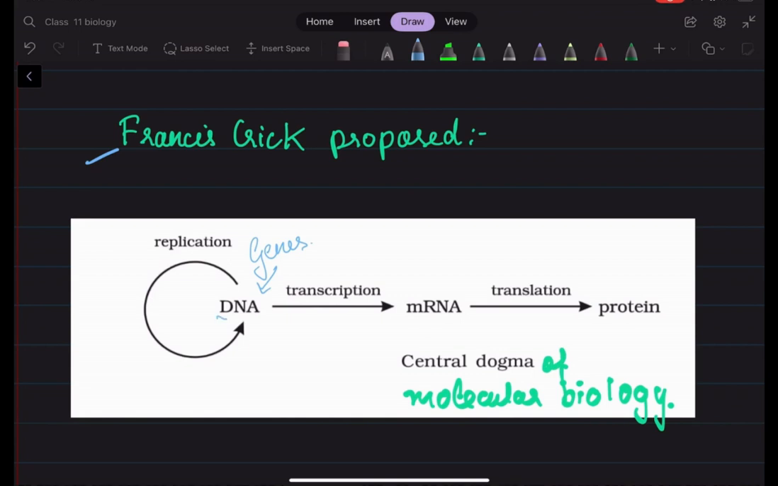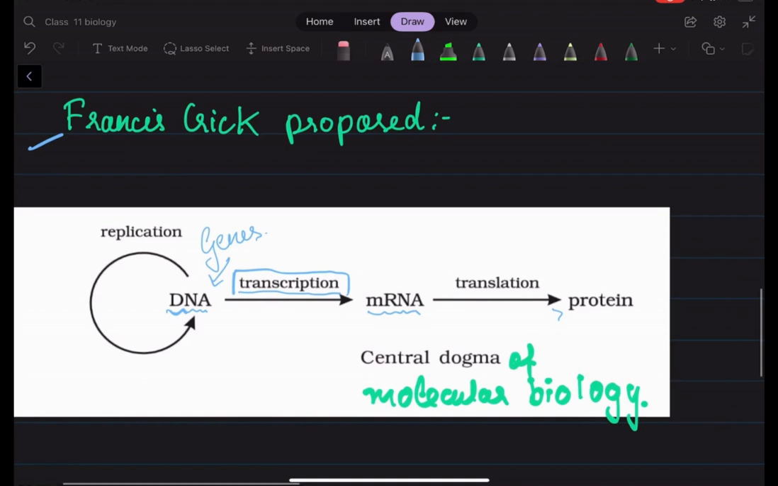So this DNA sequence helps in the formation of RNA. And this RNA in turn translates itself to proteins. So the flow of information is from DNA to mRNA, that is RNA, and RNA to protein. The process of formation of RNA from DNA is called transcription. Okay, and the process of formation of protein from mRNA is called translation.